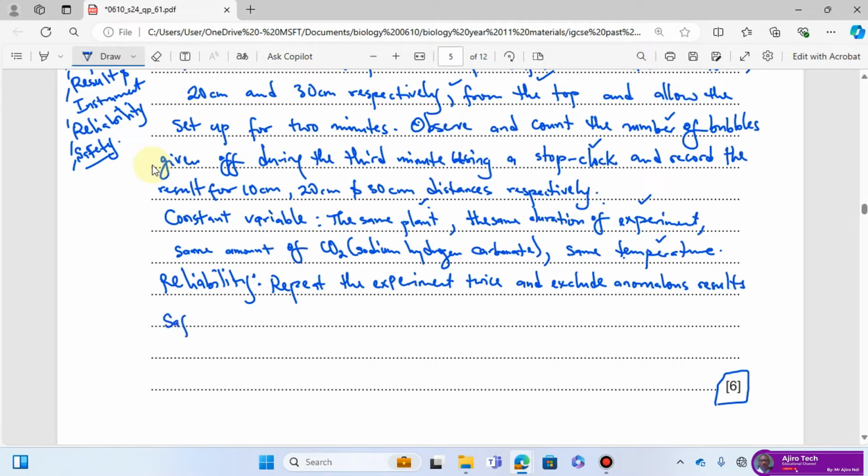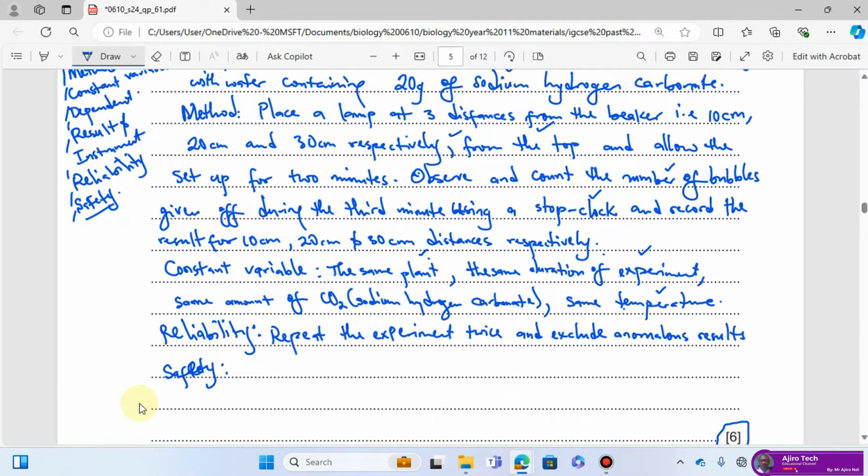Then you come to safety. You can decide to add 1 safety precaution. Look for 1 safety precaution that fits your experiment, and you get your answer. So that's what you need to do. You just look for a safety precaution that you took during the investigation. Any relevant one will suffice, and that's all about question 2.